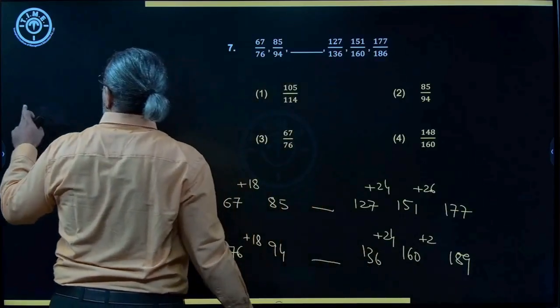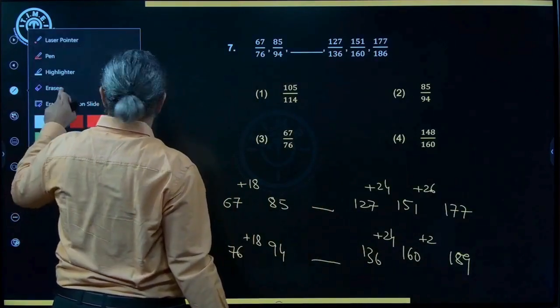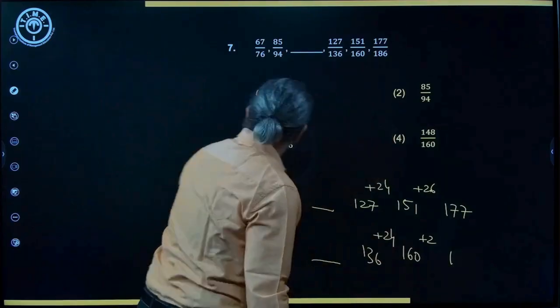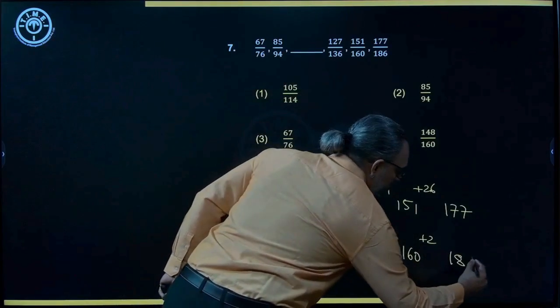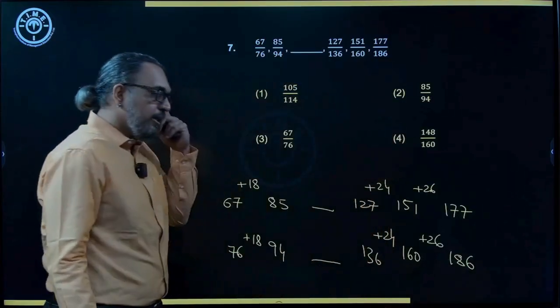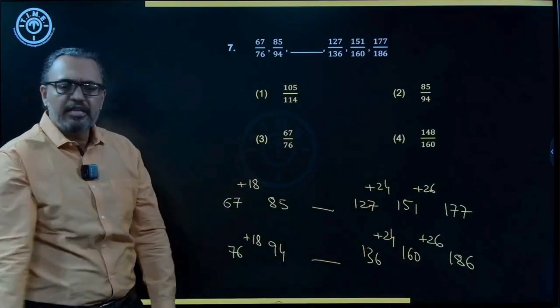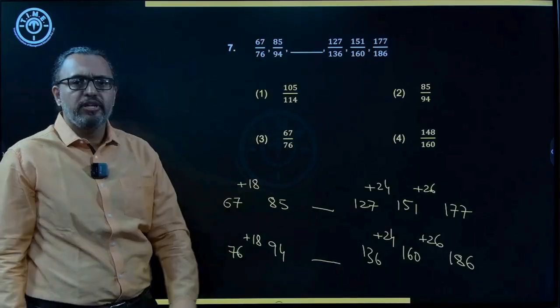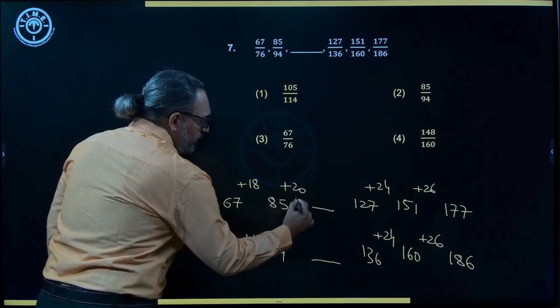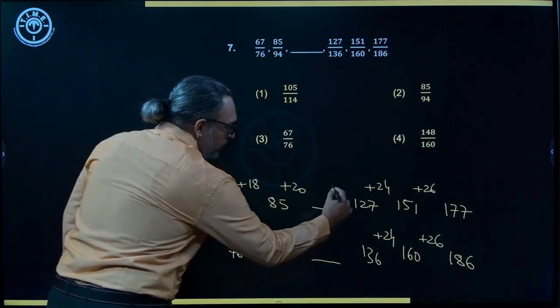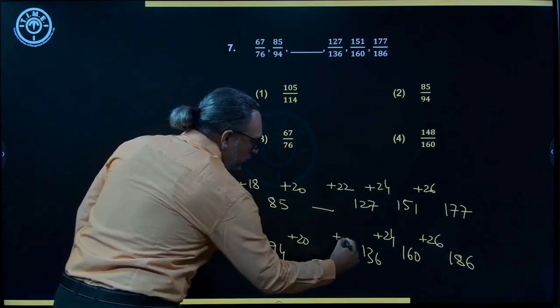186. Sorry. I wrote it as 189. My bad. That should be 186. So that it is 26. So everywhere the same differences are being added. And if you see those differences, they are all even numbers, correct? Then this is plus 20. This also should be plus 20. And this is plus 22. This also should be plus 22.